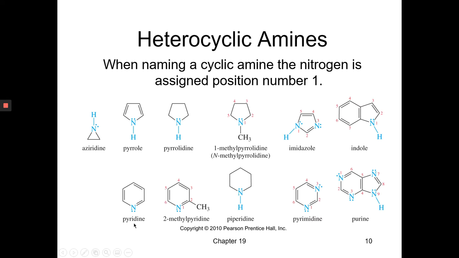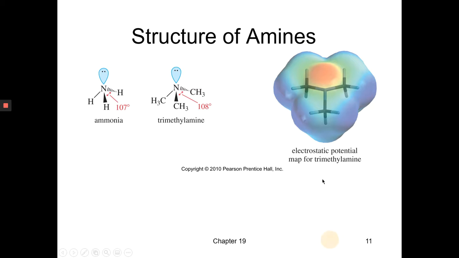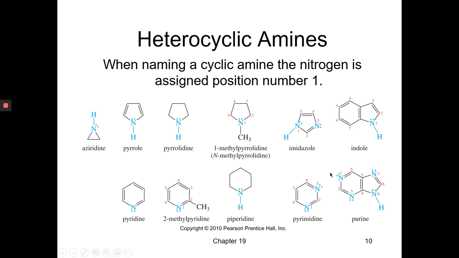Here's pyridine. The nitrogen is position number 1. As you can see in the next example, 2-methylpyridine. The fully saturated 6-membered ring is called piperidine. If we have two nitrogens at the 1 and 3 positions, then that's pyrimidine. And then the last one is purine. Pyrimidine and purine are both important components of the bases that occur in DNA and RNA.